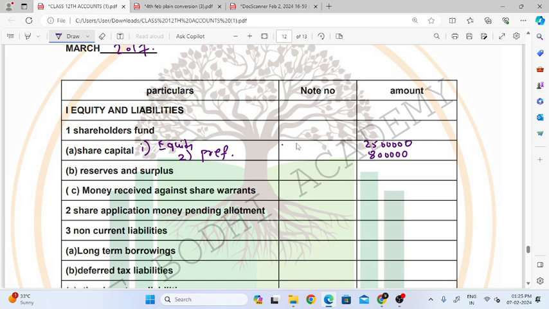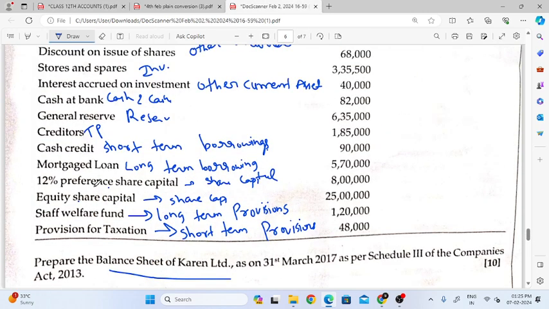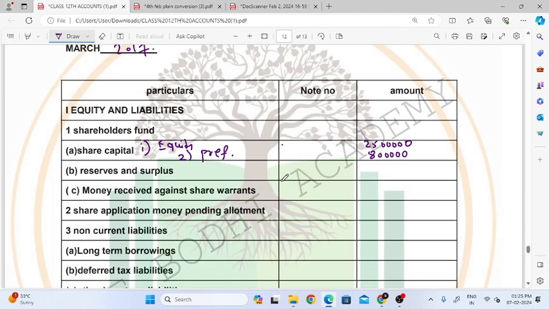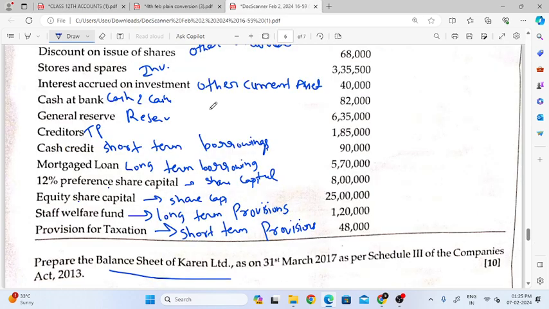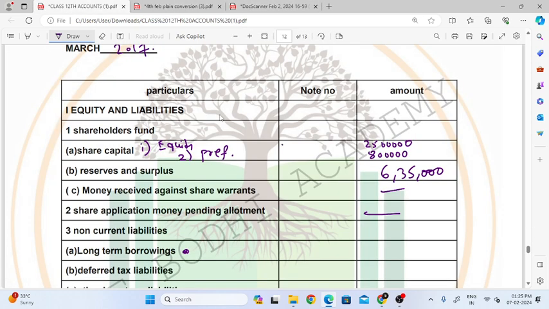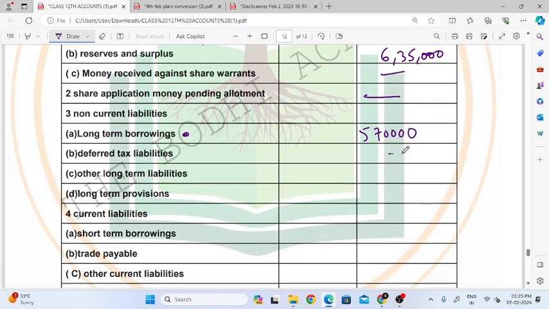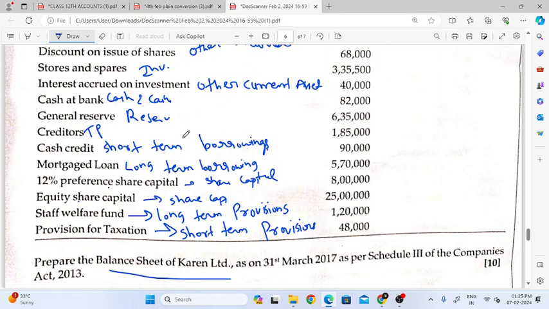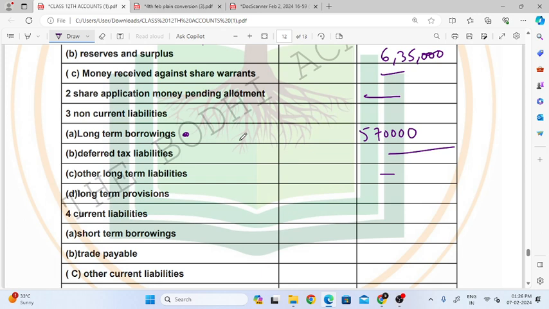Then reserves and surplus. Is there any reserves and surplus? Yes, that is 6,35,000. Then money received against share warrant, no. Then non-current liability. Is there any non-current liability? We have long-term borrowings, and under this we have mortgage loan 5,70,000. Then deferred tax liability is not to be evaluated. Then we have long-term provisions. Long-term provisions are only staff welfare fund, that is 1,20,000.